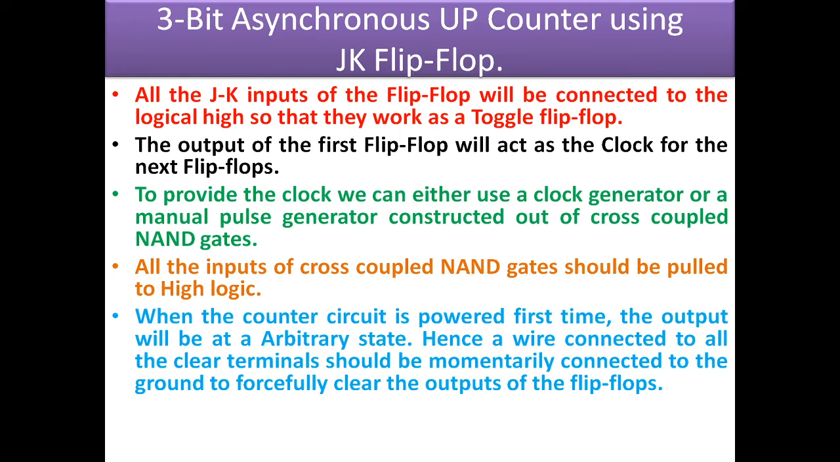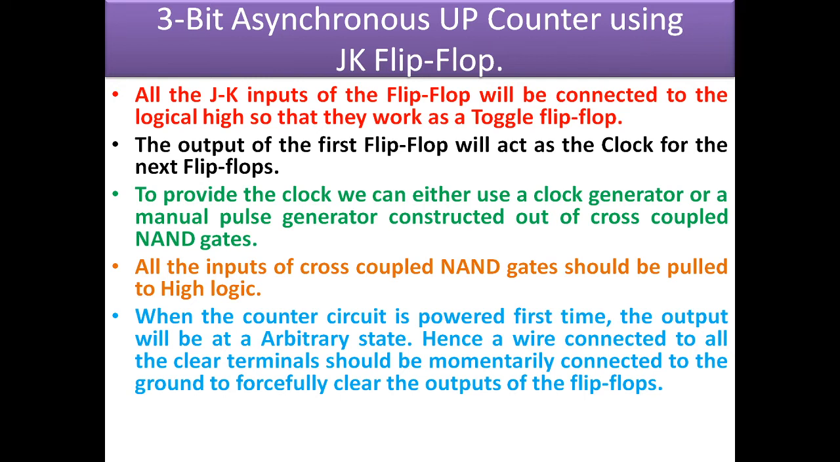When the counter circuit is powered the first time, the output of the counter will be arbitrary. So, again I am repeating this, in order to start the counter from a predefined value, we can either use preset or clear, but in this case we will be starting the counter from 0. So we will tie all the clear inputs together and momentarily connect that to low logic. Now we have to remember one thing, these are asynchronous inputs.